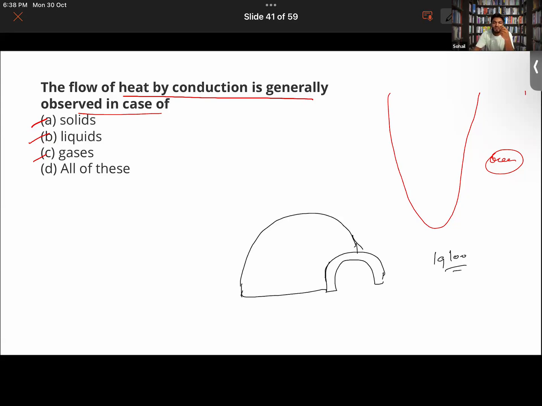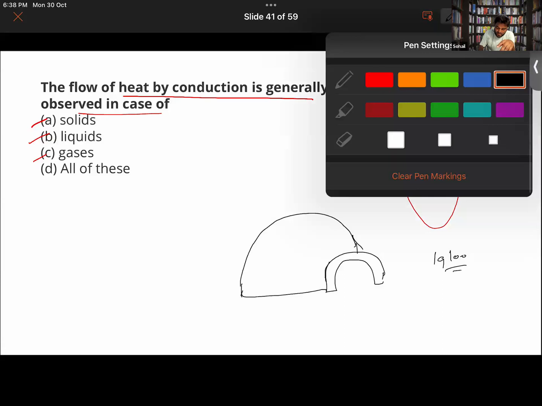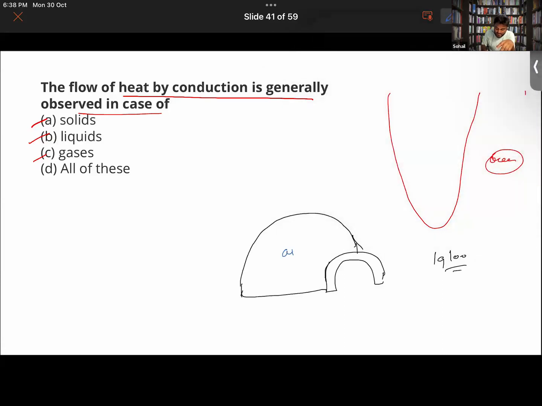Basically, what happens? The igloo, which is made up of ice, will trap a large amount of air inside it. And we know, is air a good conductor of heat or a bad conductor? It's a bad conductor of heat.